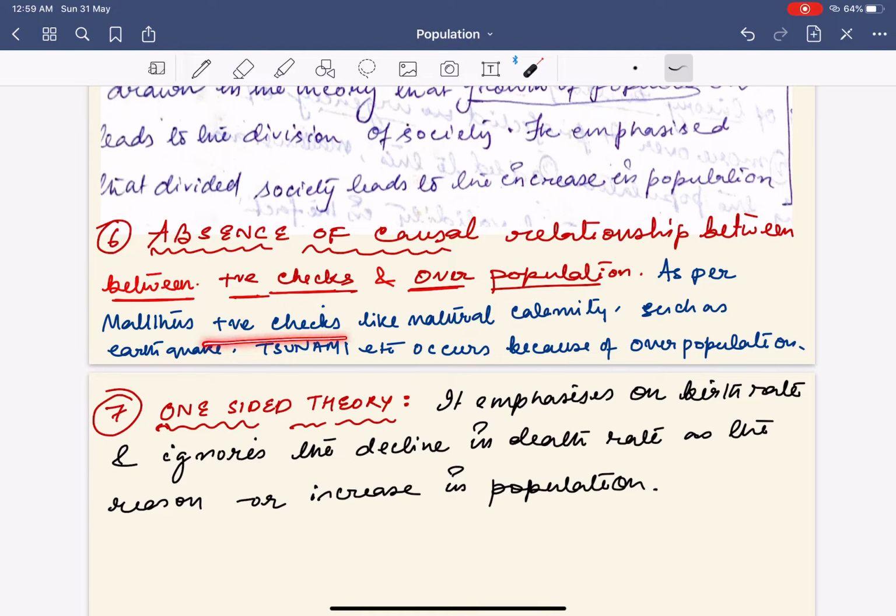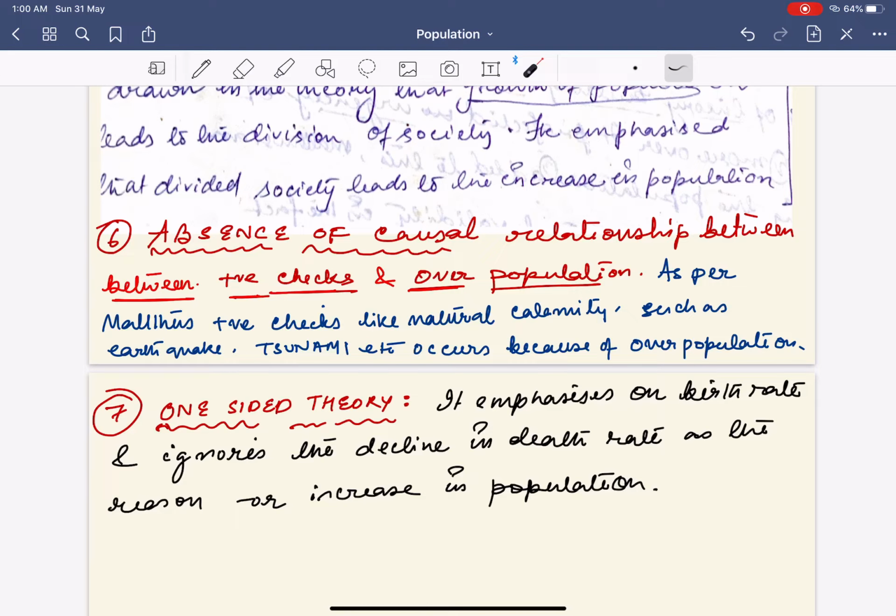As per Malthus, positive checks like natural calamities such as the earthquake, tsunami, etc. occur because of overpopulation. First of all, we know that Malthus overemphasized positive checks. Though he mentions the preventive check, he overemphasized the positive checks because he says that if population grows, then positive checks will come into effect. Again, one of the biggest mistakes Malthus made was that there was no causal relationship between positive checks and overpopulation, because he says that it is because of overpopulation that natural calamity occurs.